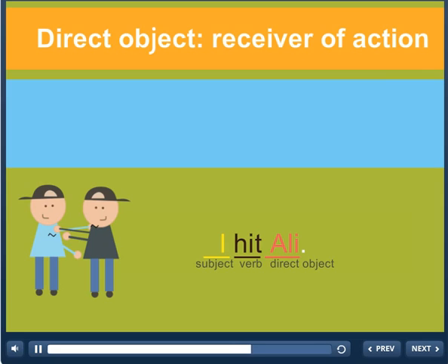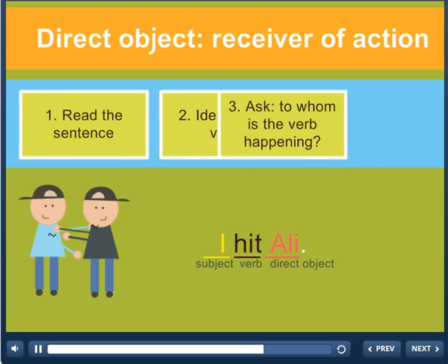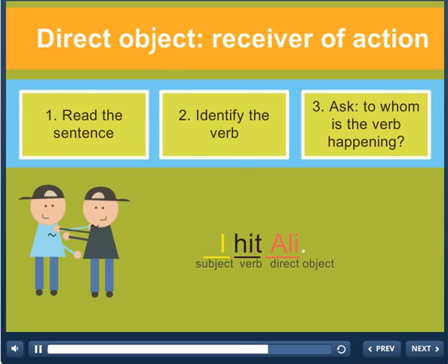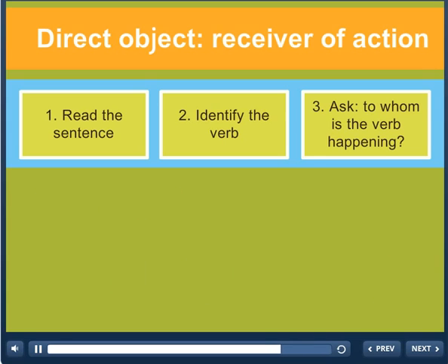To find the direct object, we read the sentence, identify the verb, and ask, to whom is the verb happening? The answer is the direct object. Let's look at some examples.